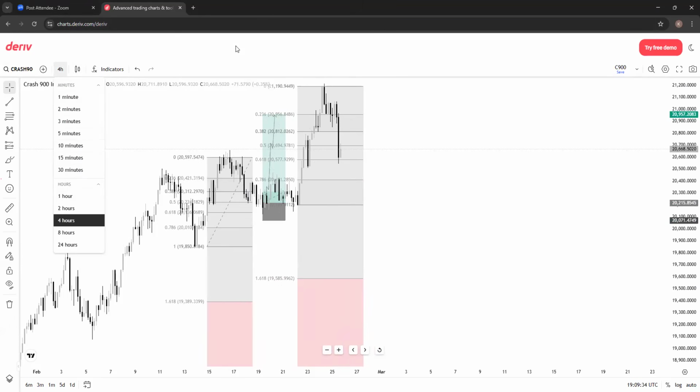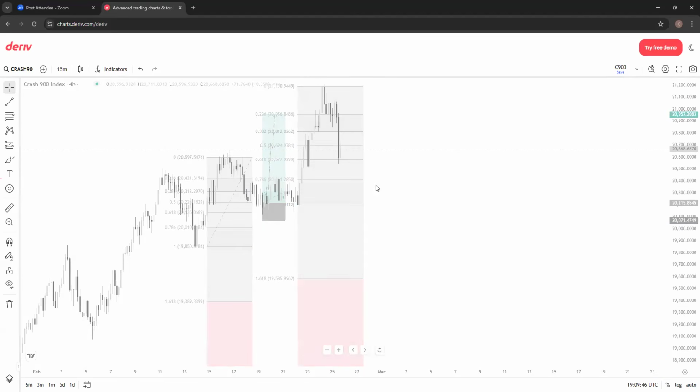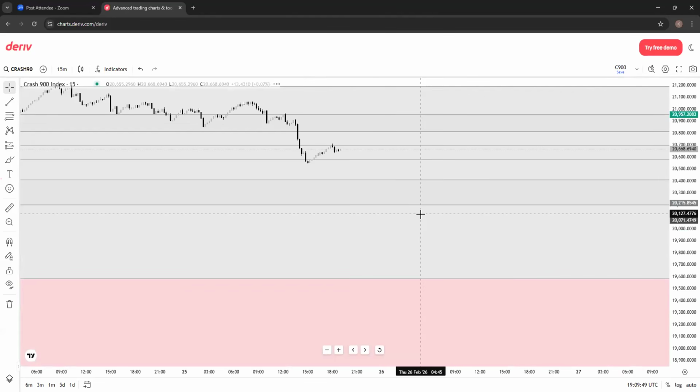On the M15, isn't that a change of character that happened on the 0.618? Okay, let's go to the M15. There's no change of character yet.